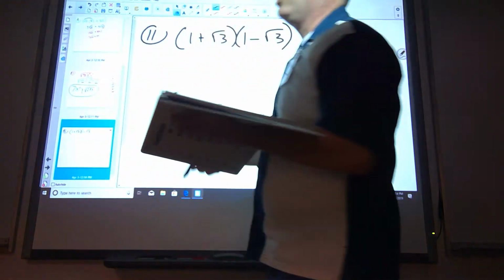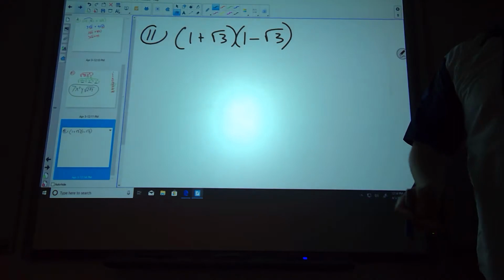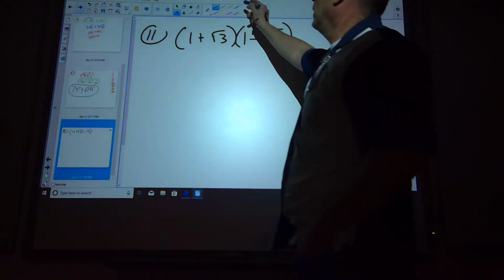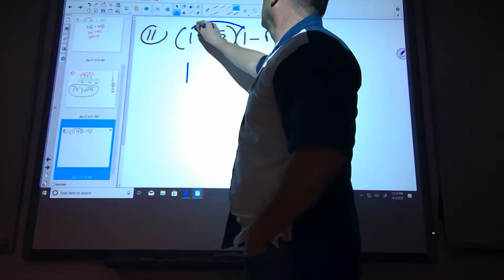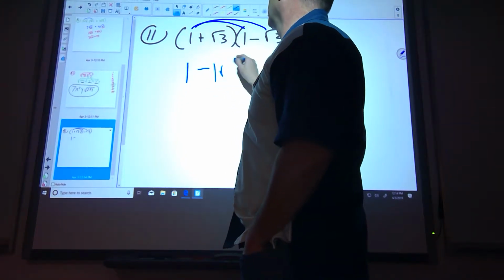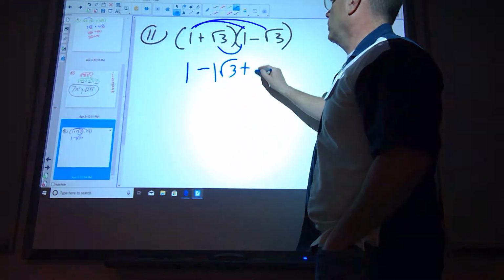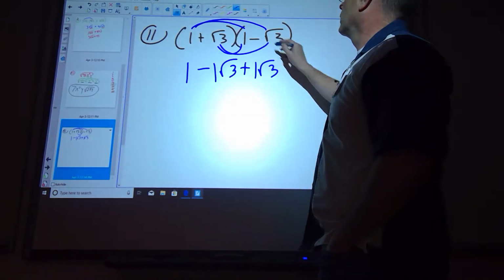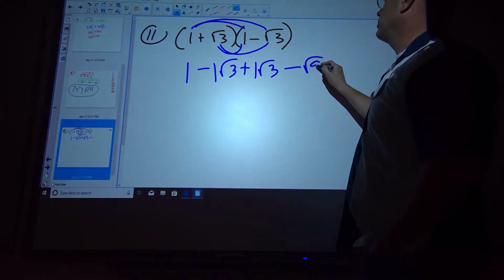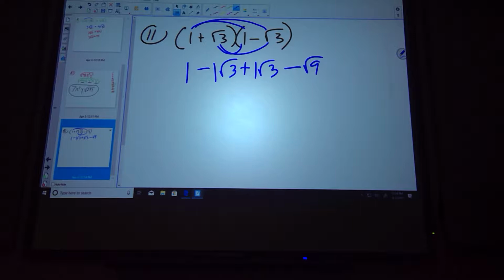I'm going to treat this one just like FOIL. Do you know FOIL, okay? So I'm going to go 1 times 1, 1 times negative root 3, 1 root 3, and then minus root 9. Does that seem okay so far? Yeah. Why would you go 1 to the negative? I thought you had to do inside, and outside. How did I use the 1 goes to the negative 3? I thought I had to stay within the radicals.